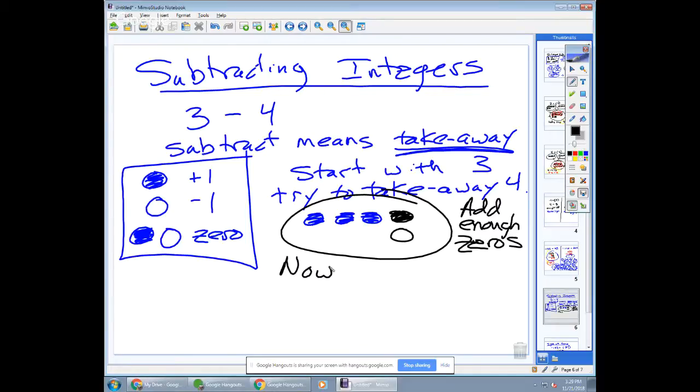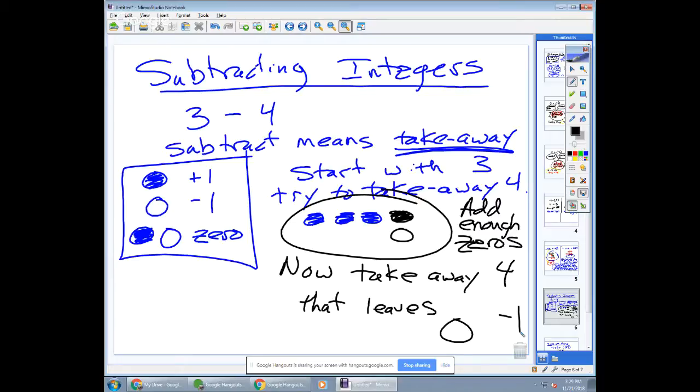Okay, so now, take away positive 4. Looks like that leaves what? Just a negative 1? So, does this picture look like something we drew earlier? What does it look like? Picture of what? What other math problem would look like that when I circled? Partition? No, not partition, not a different subtraction model.